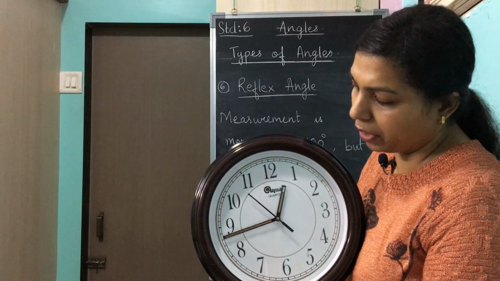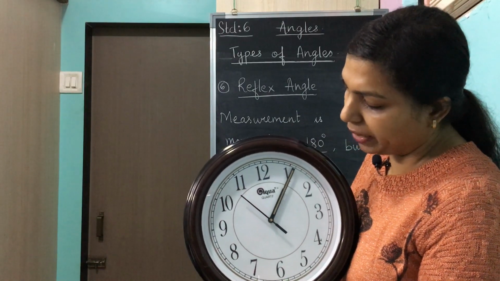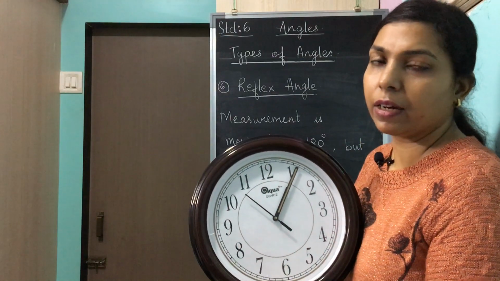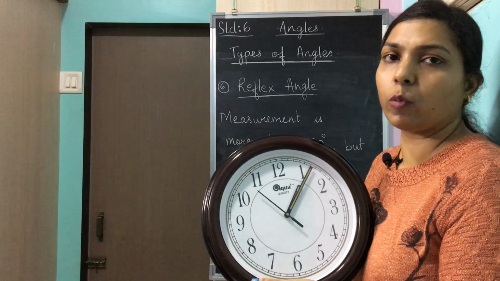If the clock is moving back and coming back to the 12 o'clock position, if both the arms are meeting each other again, then it will be a complete angle. Both the arms are meeting each other once again.